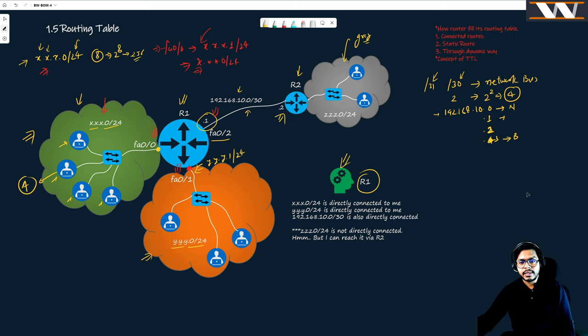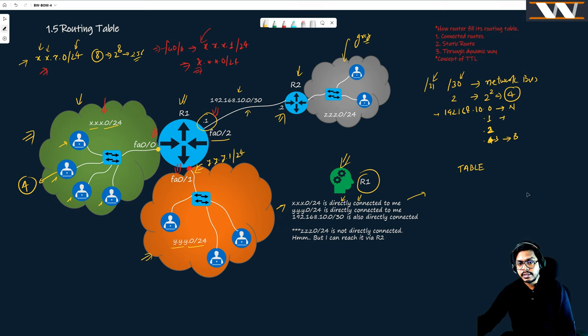Actually, whatever it is learning, it is thinking about it, right? It is going to straight away say that x.x.x.0 is connected to me, or I can say it is directly connected to me. It is as simple as that, right? But along with that, it creates a table. Interesting, right? You all know that a switch also creates a table in which there are MAC addresses and interfaces.